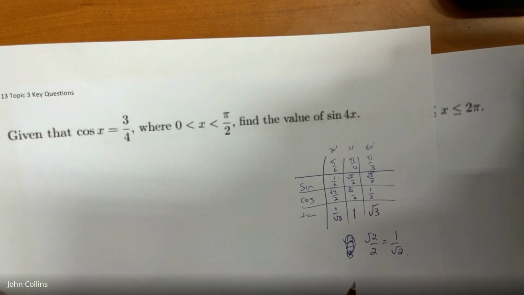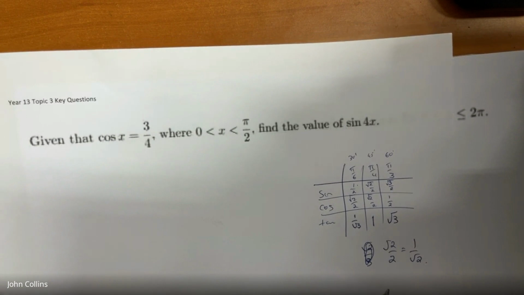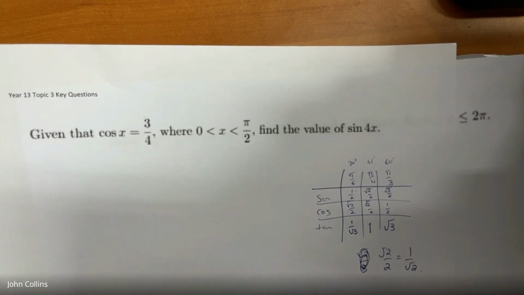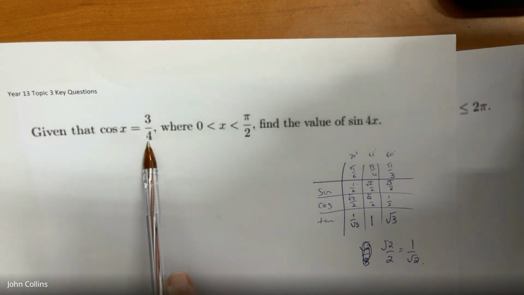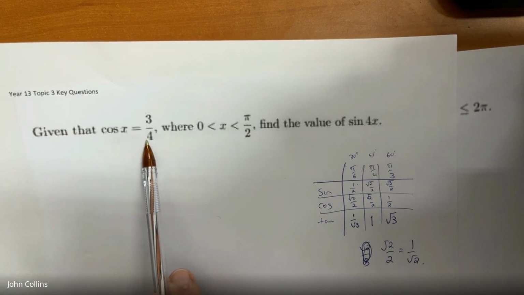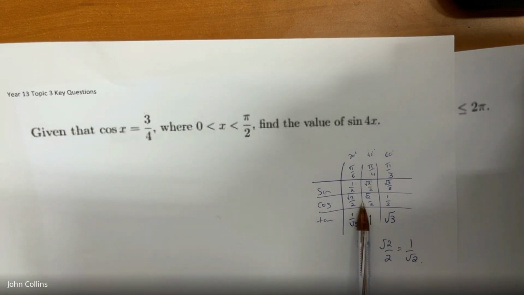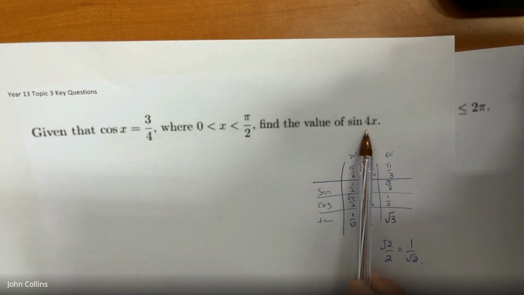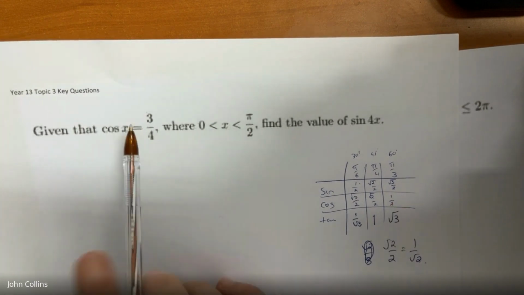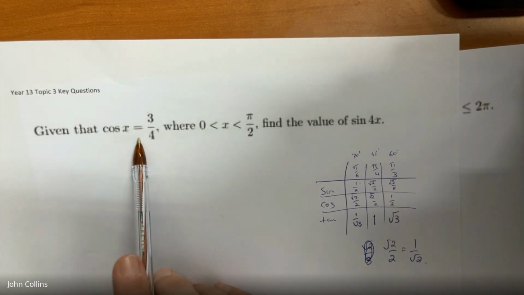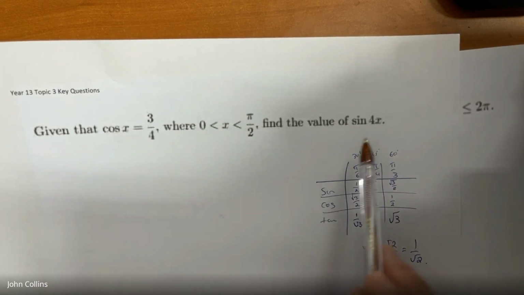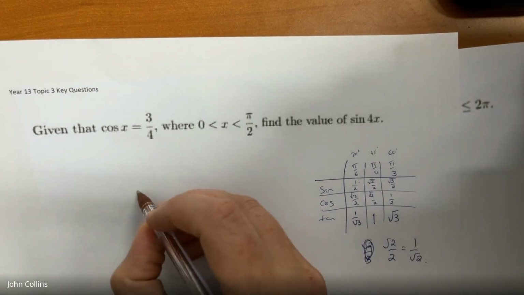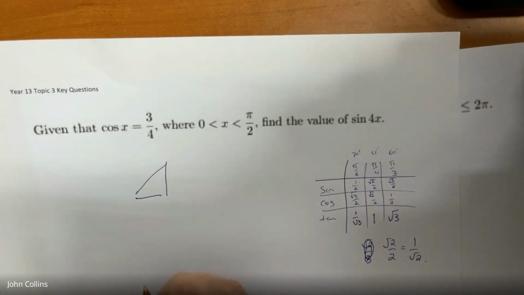All right, so we have this question. First thing I notice is that this is a non-calculator question, but this is a fraction that is not in this table. And we're looking for something to do with sine, so that's a problem. But not for long, because if we have the ratio of cosine, we can create the ratio for sine in any triangle, because we know that in any triangle the ratio would be the same.